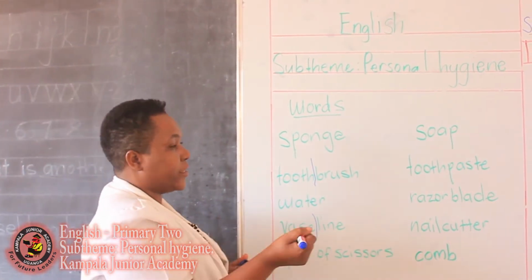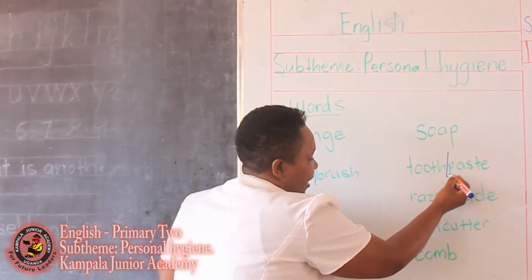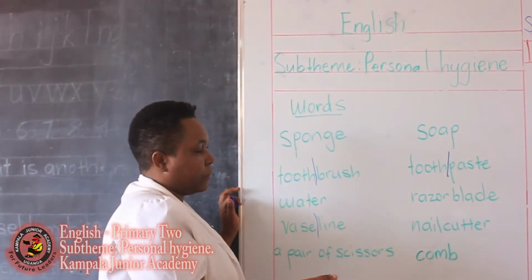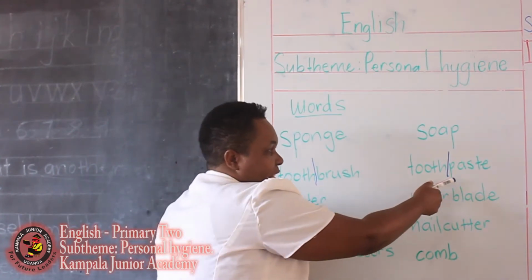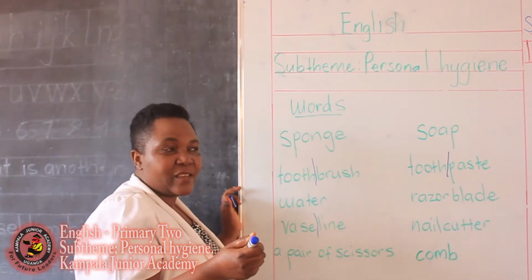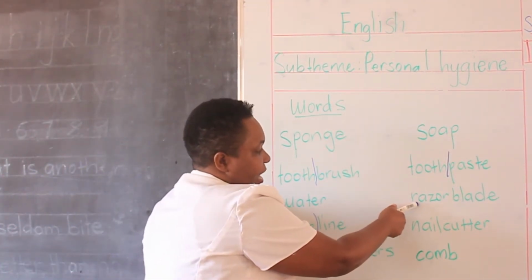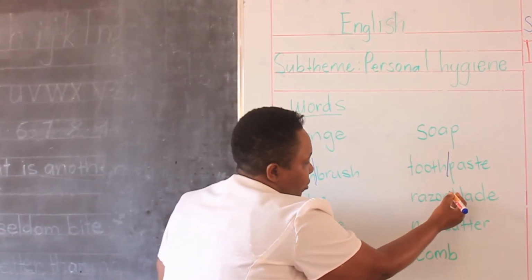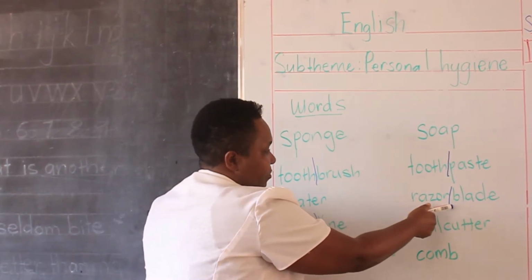Then we have the word toothpaste. Toothpaste is also a compound word because it is made up of two words, tooth and paste. And that is the spelling of the word toothpaste. The major problems come with the word paste. Paste is P-A-S-T-E, paste.